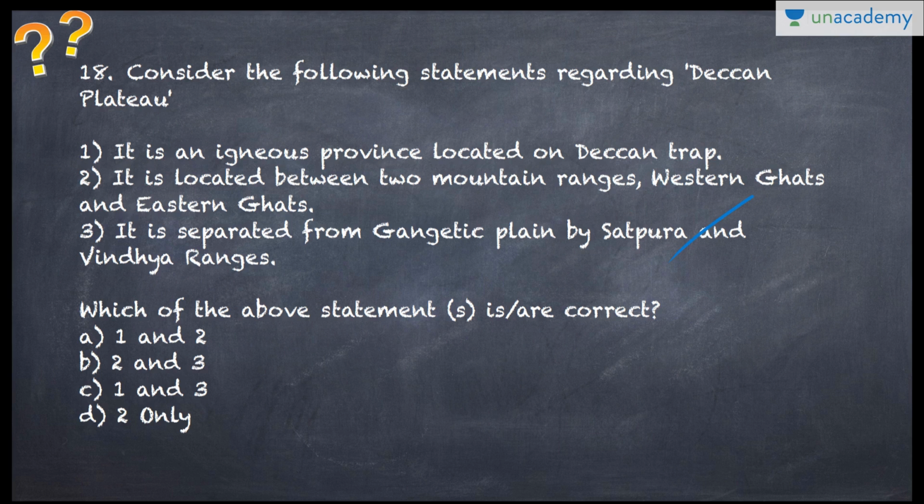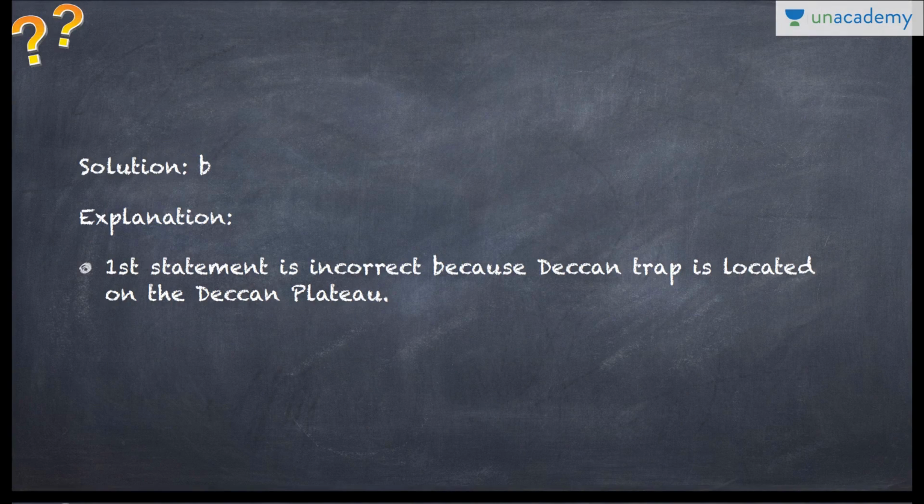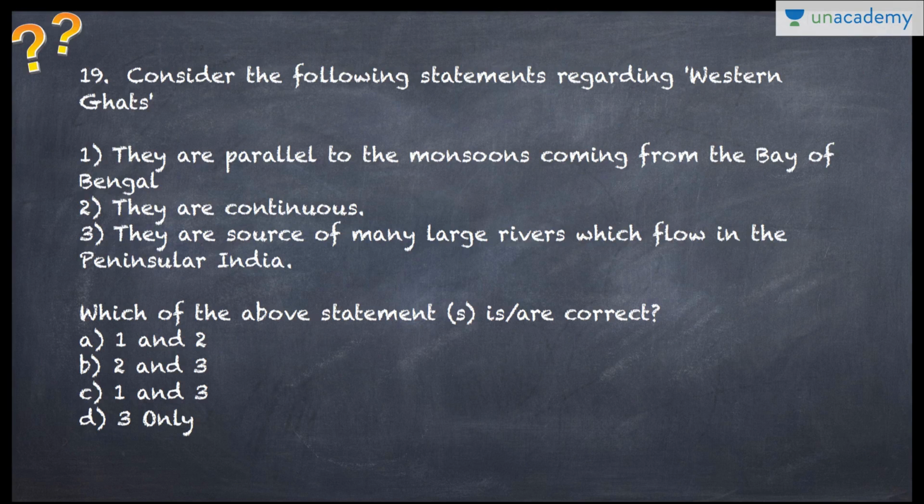That means the option is going to be B. So you can definitely say statement 1 is wrong. Why? Because Deccan Trap is located in the Deccan Plateau and not the other way around. If you understand the geological history of India, you'll understand it better. Now let's consider a few more statements with respect to the Western Ghats.